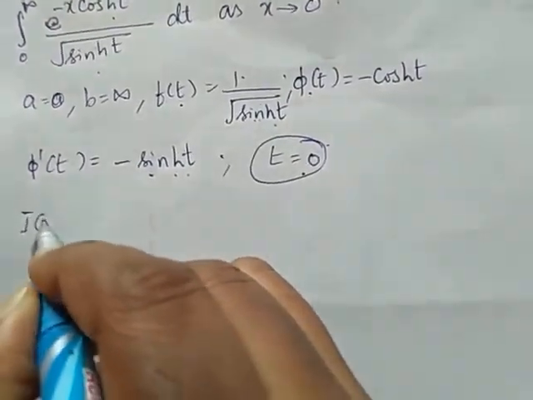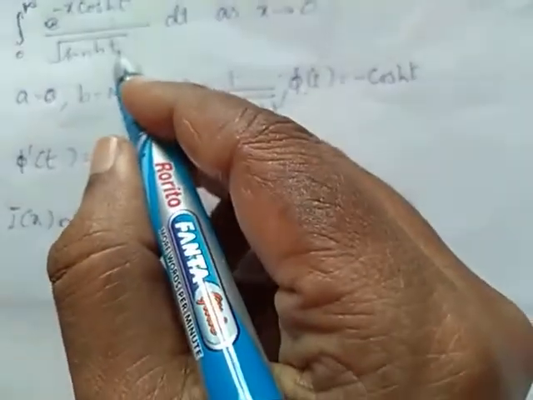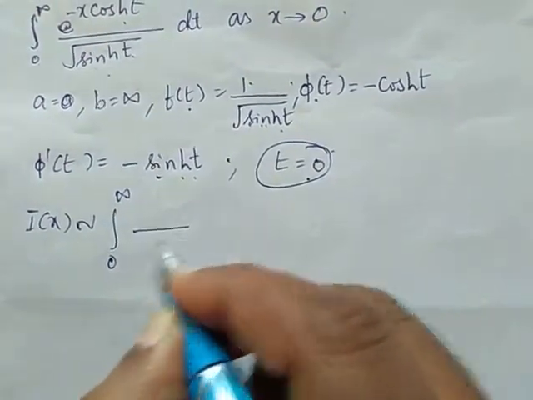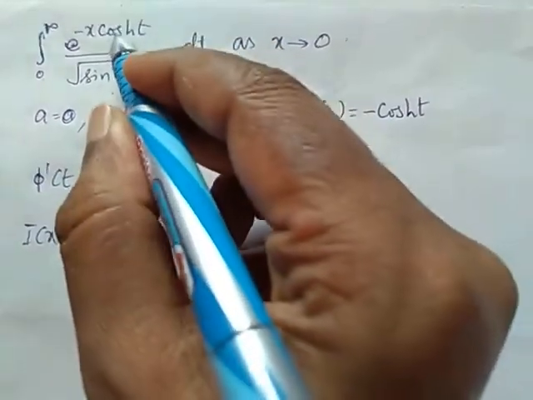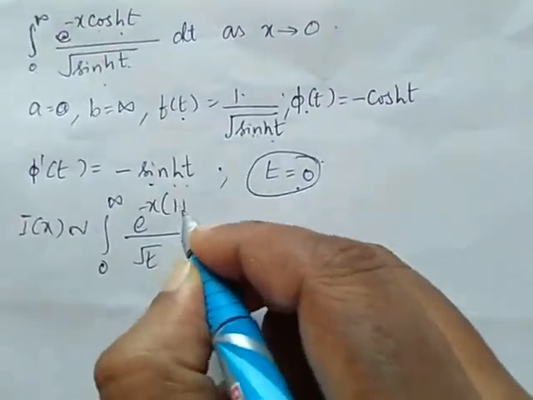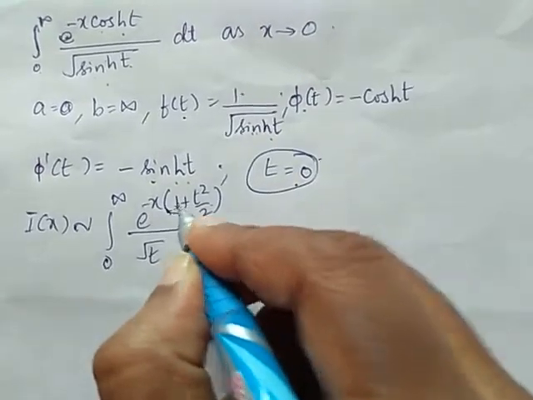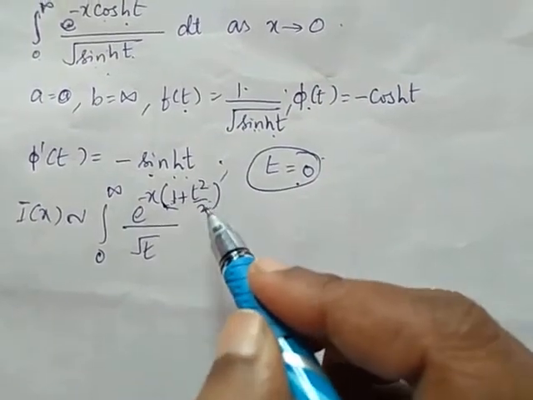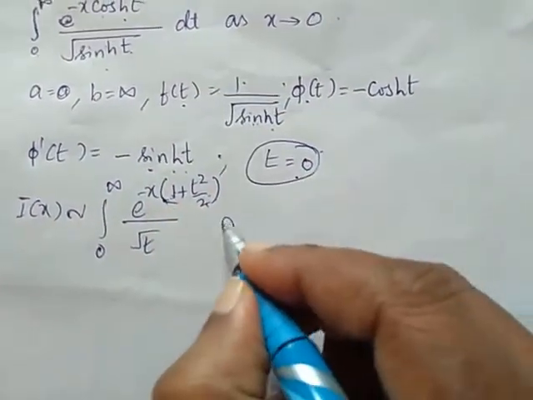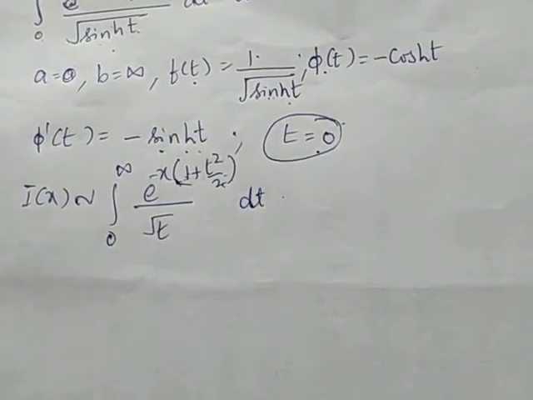Therefore, our I of x, the given integral, is asymptotic to the integral from 0 to infinity. The leading order term of sinh t is t to the power 1 by 2, so it is root t. Our coefficient is e power minus x. The expansion for cosh t is 1 plus t square by 2. I am considering two terms because the first term is constant, and it should be a function of t. So I am having 1 plus t square by 2. Then dt remains as it is. So this is our integral now.